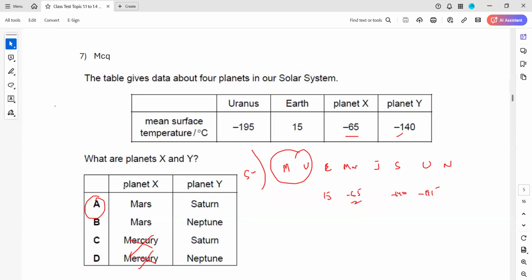Why can planet Y not be Neptune? Because its temperature is minus 140. If it was Neptune, then the temperature should be much lower than minus 195, like minus 220 or minus 250. Is it clear? So A is the right answer for this.